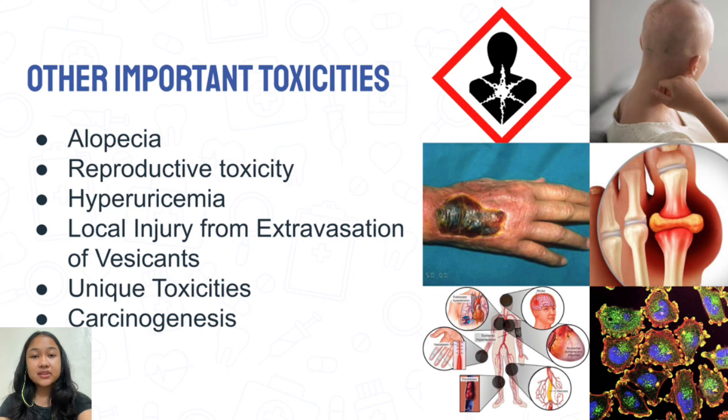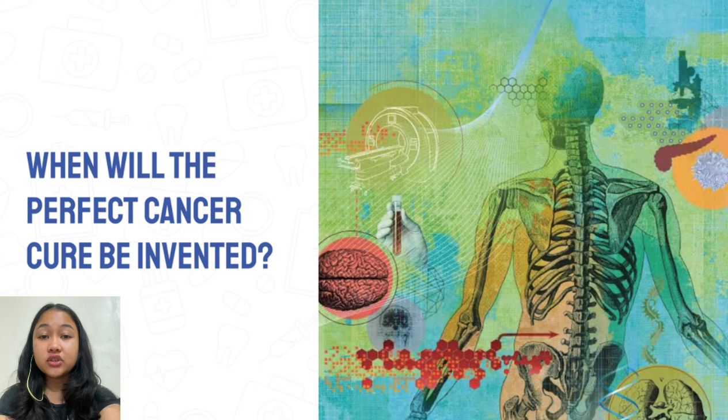Other severe toxicities are alopecia, reproductive toxicity, hyperuricemia or high uric acid, extravasation from vesicants when the drug makes contact with other tissues, unique toxicities like toxicities to the heart and kidney, and carcinogenesis, which is quite ironic. It happens when damage is dealt to DNA from anti-cancer drugs like alkylating agents. Is there hope for the future of anti-cancer cures?